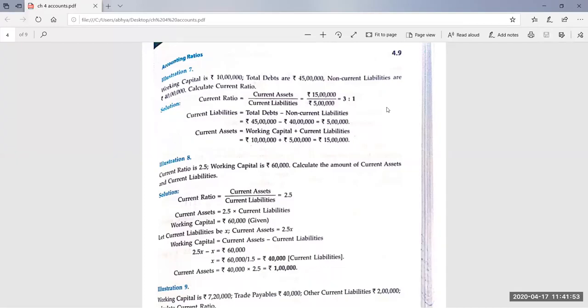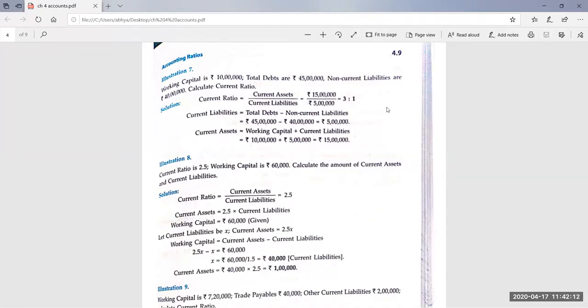So the value of current assets here is 2.5x and current liability X, the difference of which is equal to 60,000. Now find out the value of X, which is equal to 40,000. So if X is 40,000, then 2.5x will be 1 lakh. Now the next question, write down.